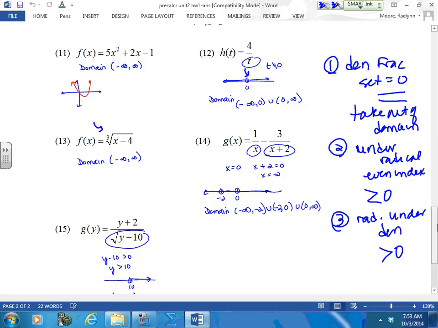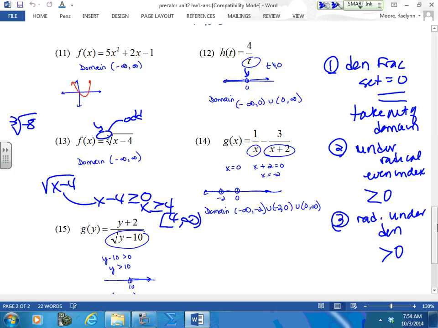This side is tricky. This index is 3. If it was a square root, I would have to say, set this greater than or equal to 0, and x has to be greater than or equal to 4. But in an odd index, there's no restriction because you can have a negative under the radical. Cube root of -8 is -2: -2 times -2 times -2. You can have a negative under your radical if your index is odd, not if it's even. So this one has no restrictions.